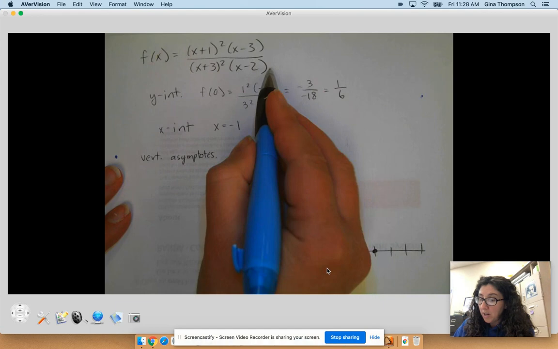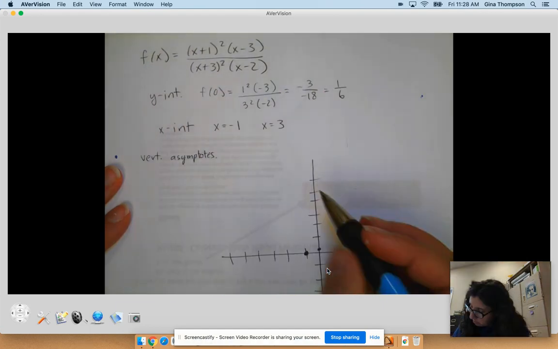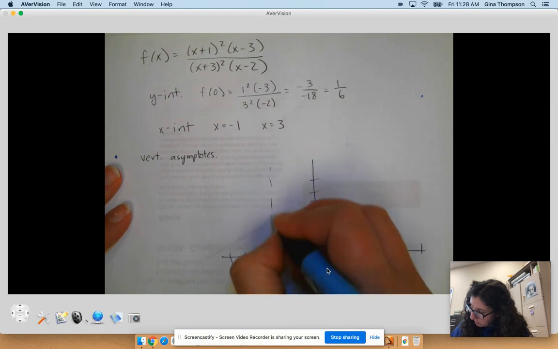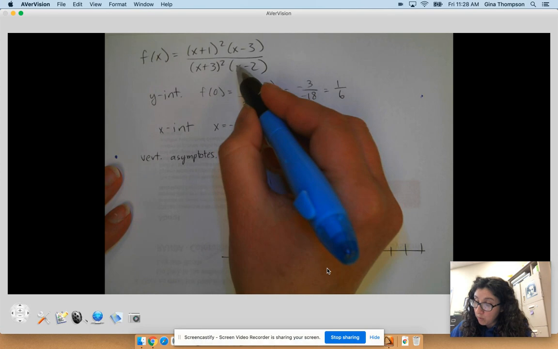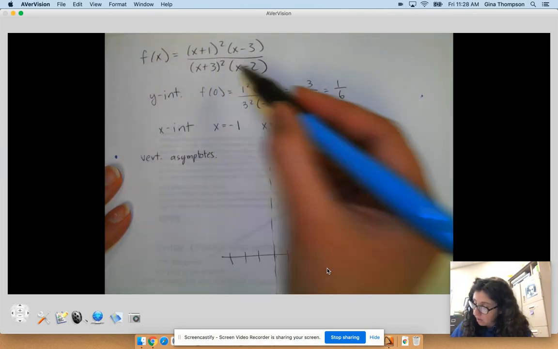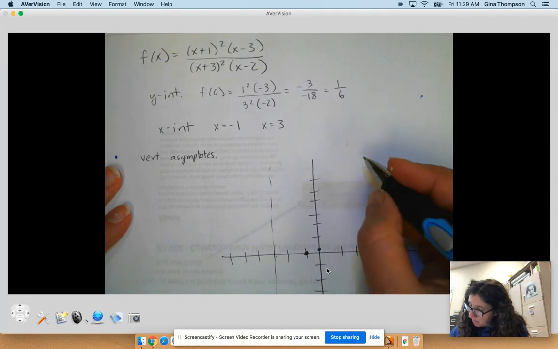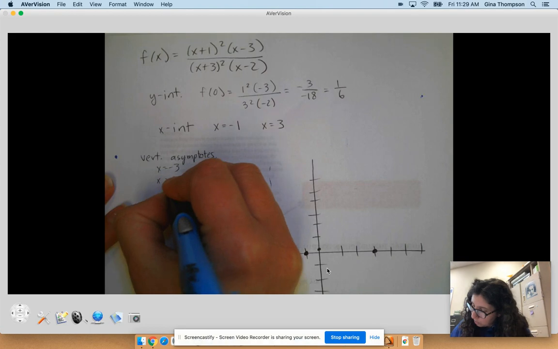They happen where the denominator is 0. So at negative 3 and at 2. And I guess I didn't check. Do we have any removable discontinuities? No, right? We can't simplify this at all. So we really will have vertical asymptotes at x equals negative 3 and x equals 2.